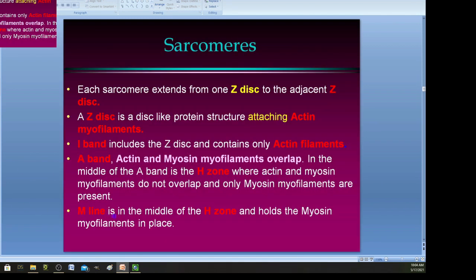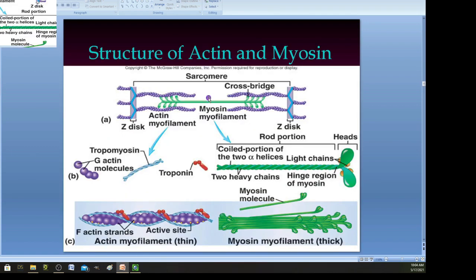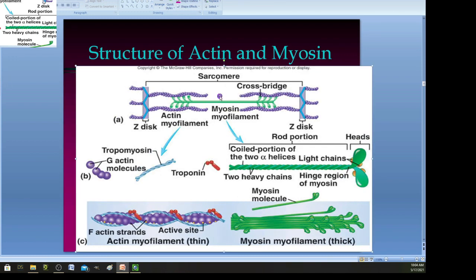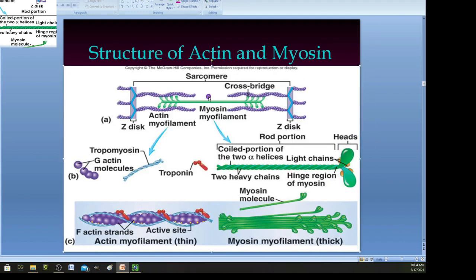Then it says the M line is the middle of the sarcomere, which contains the H zone, which only has myosin. So if we look at this, the very center of the sarcomere is called the M line. And then this area where the actin is absent and the myosin is attached, that is called the H zone.